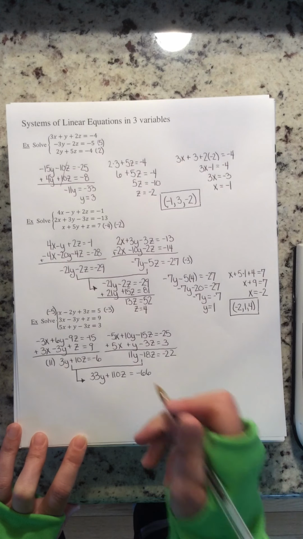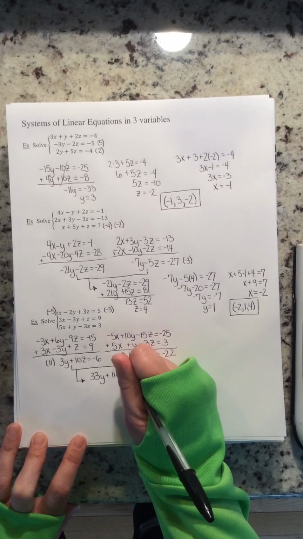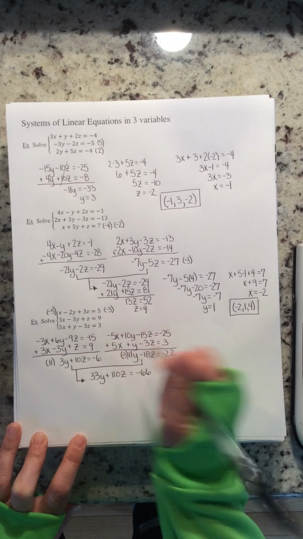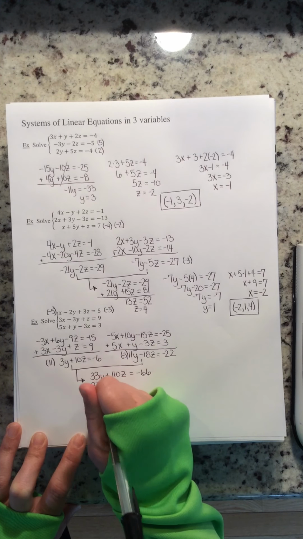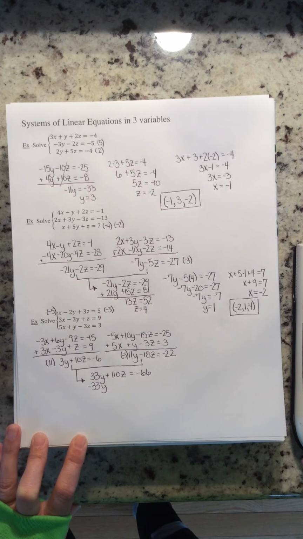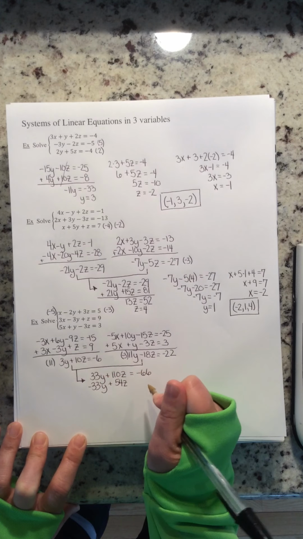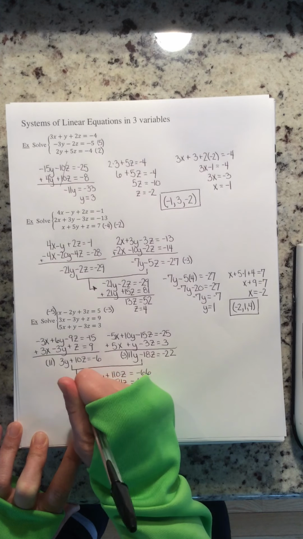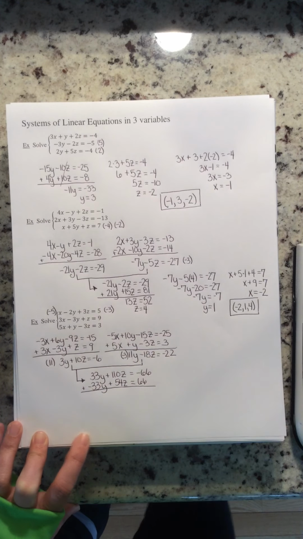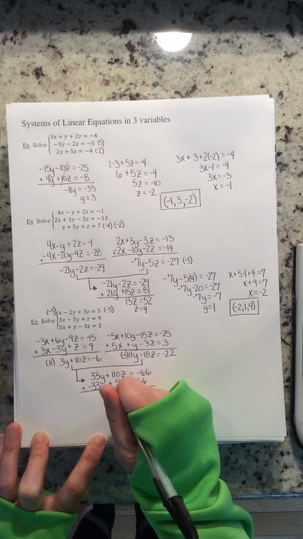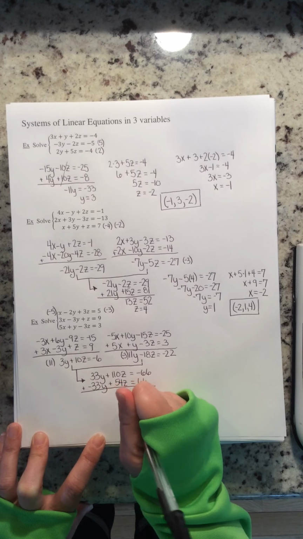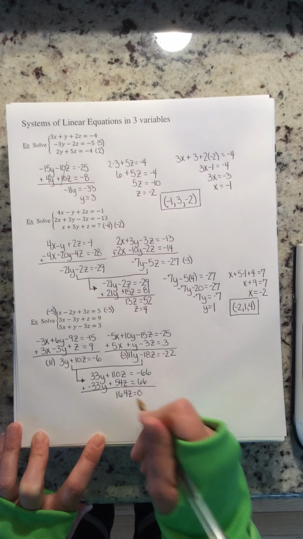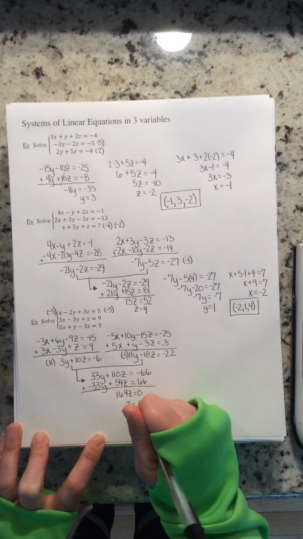Multiplying the bottom, or the second rather, by negative 3, I get a negative 33y, a positive 54z is equal to 66. Adding those together, the y's eliminate, and I'm getting 164z is equal to 0. 0 divided by 164, though, is just 0.